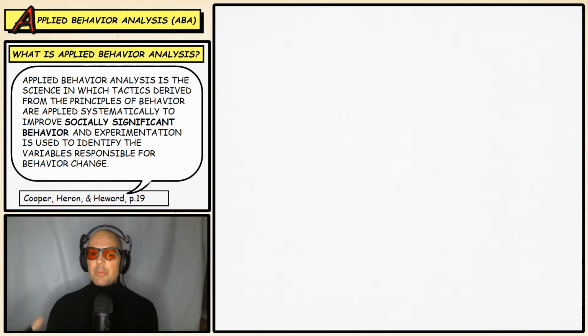So not just any behaviors are the focus, even though the techniques that we're going to learn can be applied to any behaviors, but the focus of applied behavior analysis are these socially significant behaviors. These behaviors that have immediate and long-lasting effects for the person who learns those behaviors, as well as the people who interact with the person that develops those behaviors.